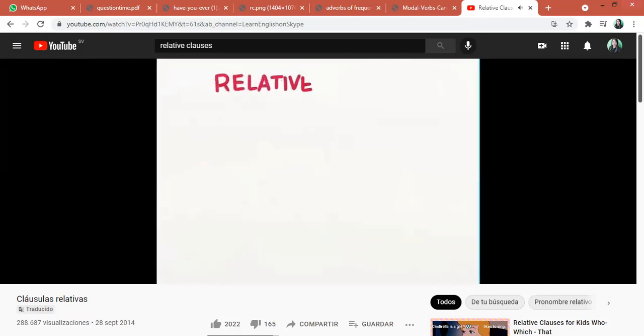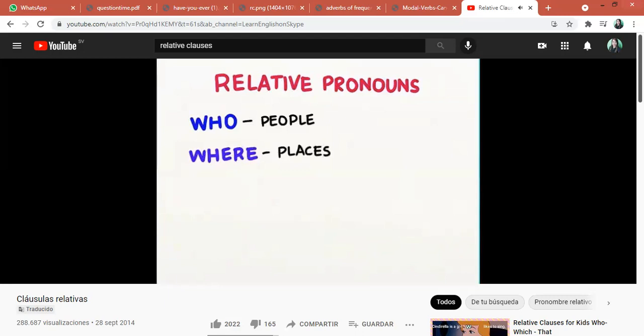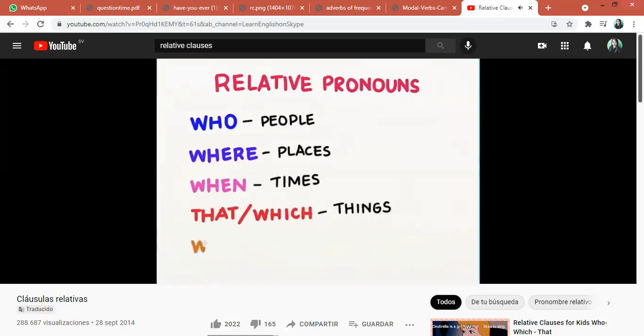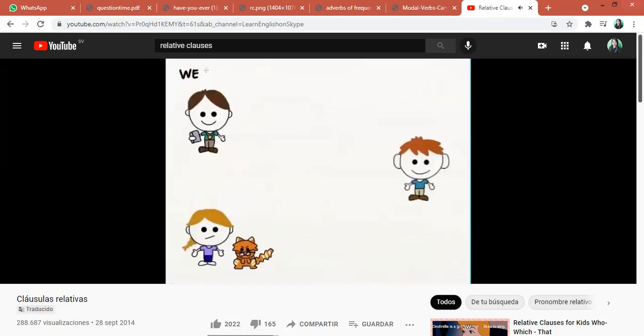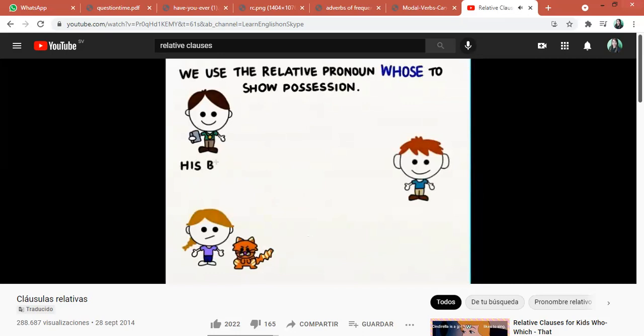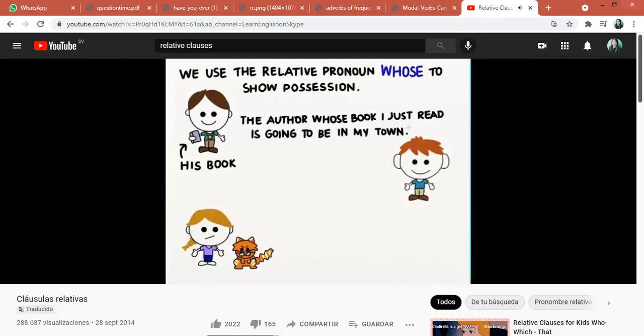Here are the relative pronouns. The relative pronouns who or whom is used to describe people. Where is used to describe places. When is used for times. That and which are used for things, and whose is used to show possession. Let's talk more about whose. We use the relative pronoun whose to show possession. For example, his book. The author, whose book I just read, is going to be in my town.